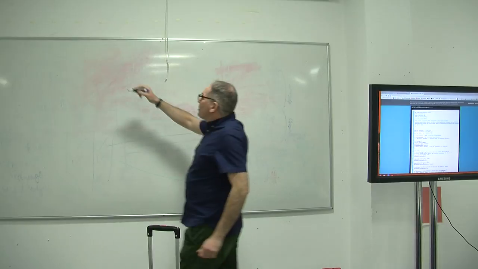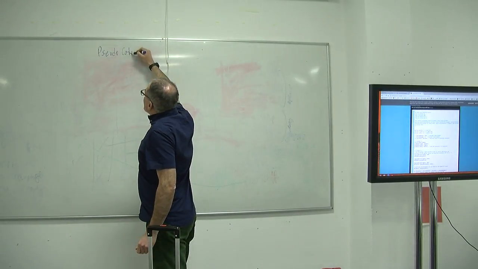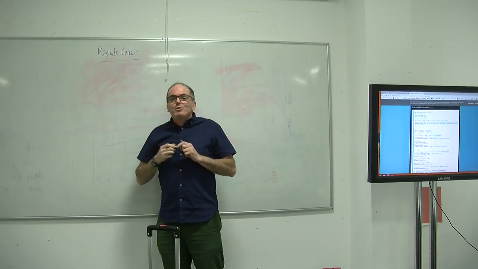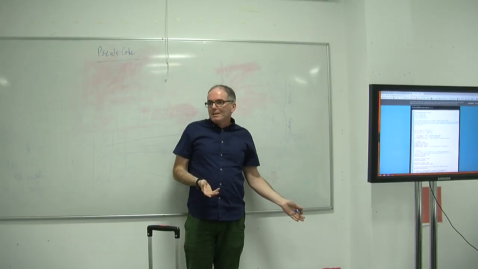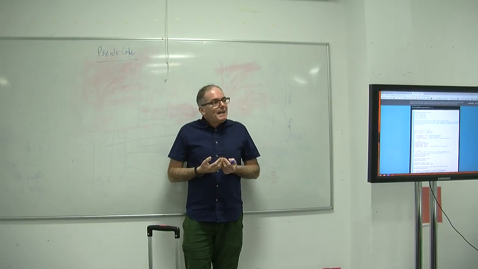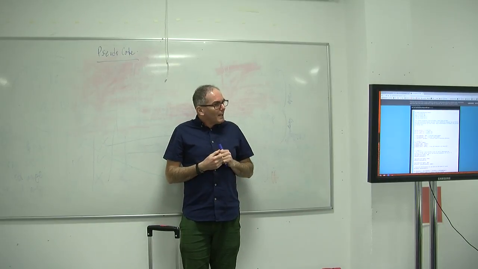So we're going to do what we call pseudo-code. Pseudo-code is something between plain English and Arduino programming. And it's to help you understand how your program is going to look and how you're going to write your program.